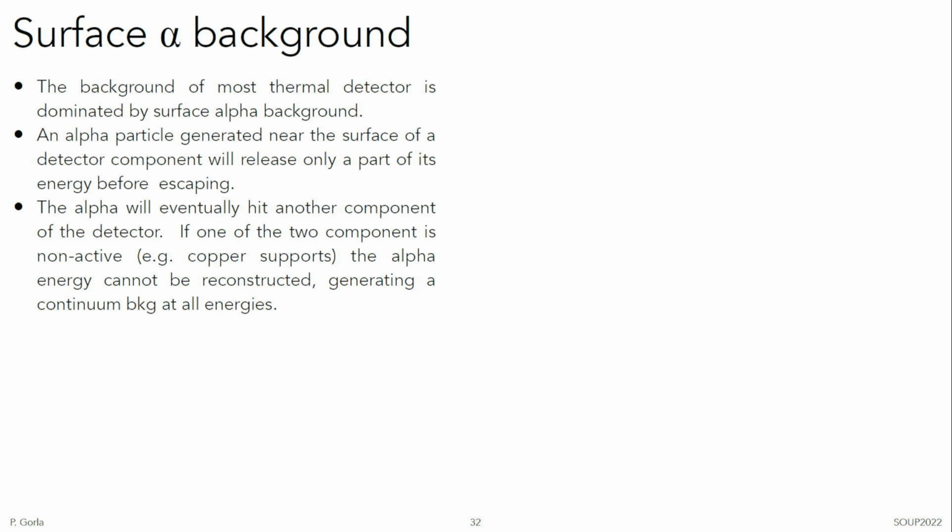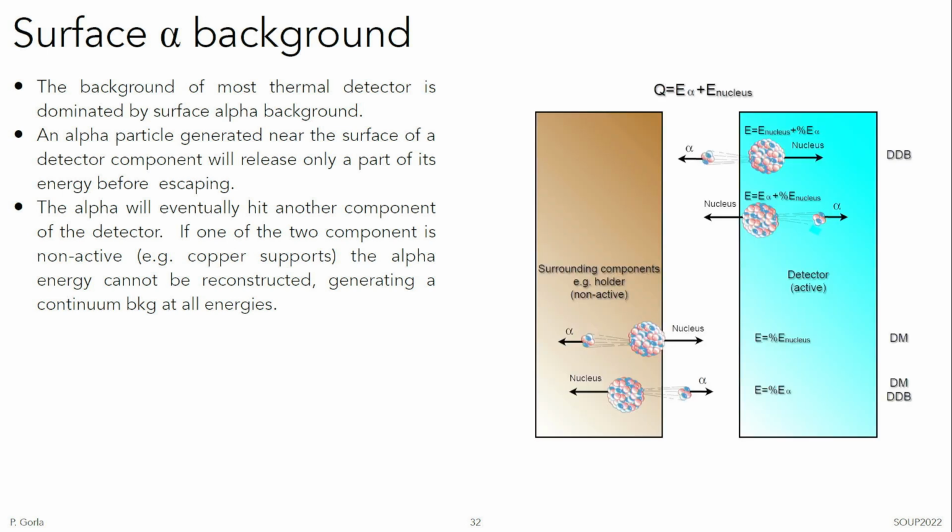The alpha particle generated near the surface of a detector will release only a part of its energy before escaping. And so if you hit another material which is non-active, you get something that is a fraction of the energy of the process, which makes it very difficult to reconstruct the origin of this background. And you can get very annoying background in some way.